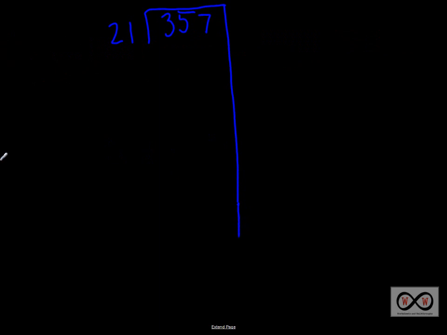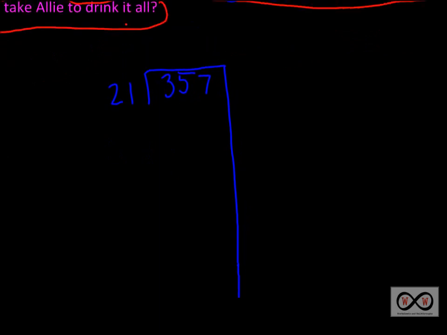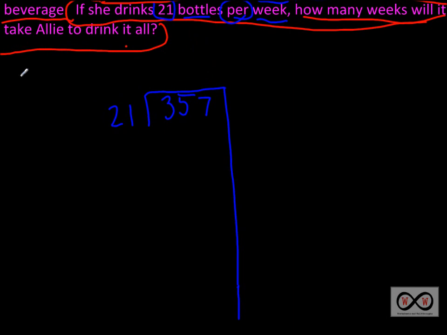And again, if you need to pause the video, feel free, or if you want to just pause the video, try it by yourself and check the answer, that'd be great too. So now we've got 21 goes into 357. How many times? Again, I like using that benchmark number. Let's change our marker though. I like using that benchmark number, 10. It's really easy to work with.